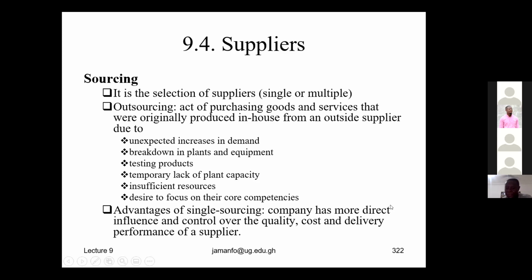We have the advantages of single sourcing and the advantages of multiple sourcing. From what I've told you about single sourcing and multiple sourcing, I'm sure you can think through and derive your own set of advantages for each. And usually the advantages of multiple sourcing, when you twist them, become the disadvantages of single sourcing. Class, up to this point, any question?